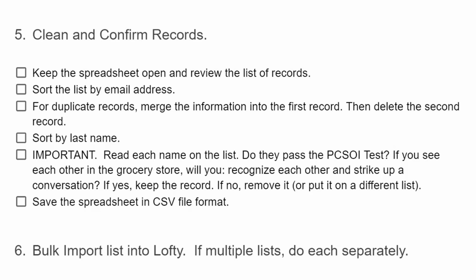And then we're going to sort by the last name and do the next item, which is a pretty important item: we're going to read each name on the list and answer the question, do they pass the PCSOI test? In other words, if you see each other in the grocery store, will you recognize each other and strike up a conversation? If the answer is yes, you keep them. And if no, you've got to move that person to another list. Okay, and then you're going to save the spreadsheet in the CSV file format for the next step.